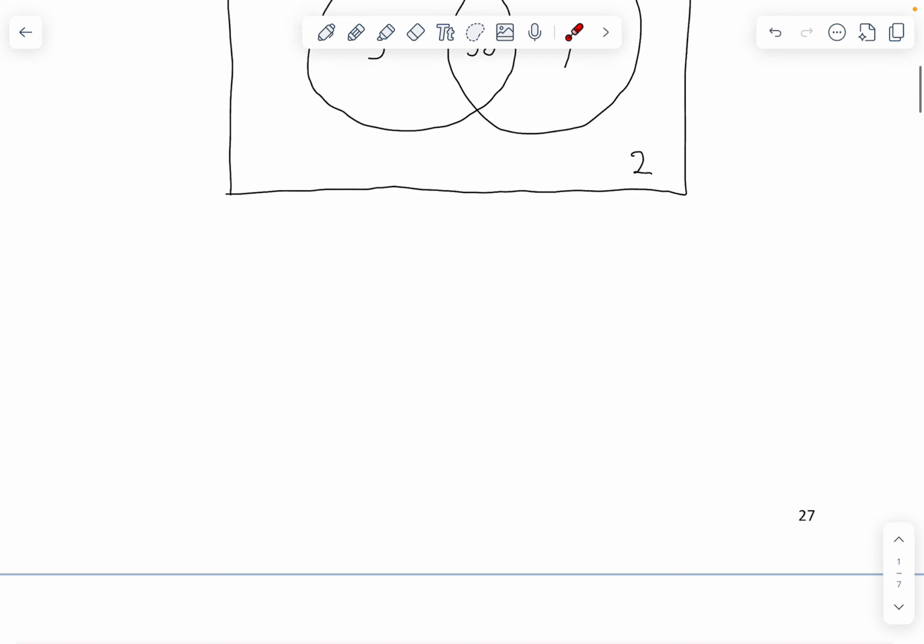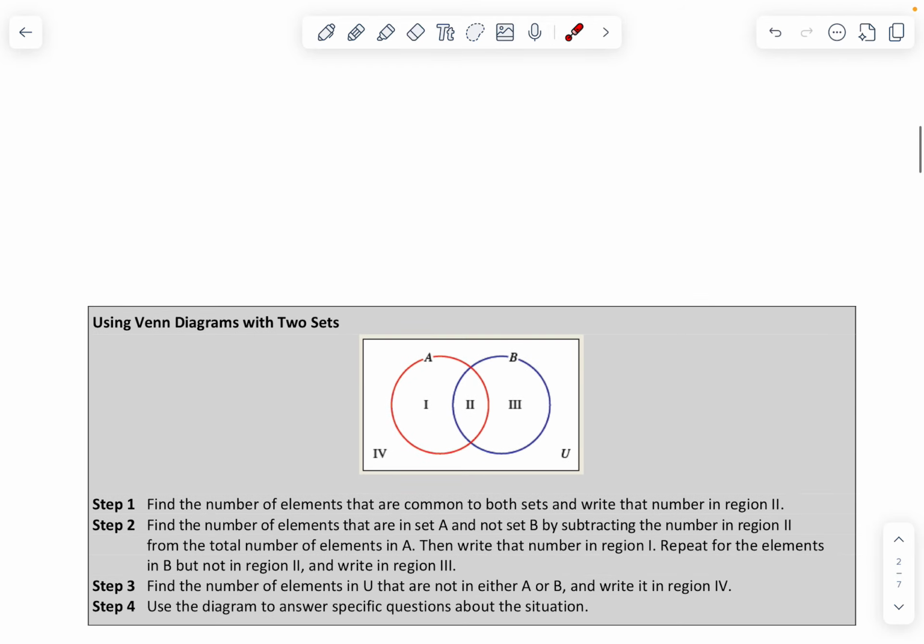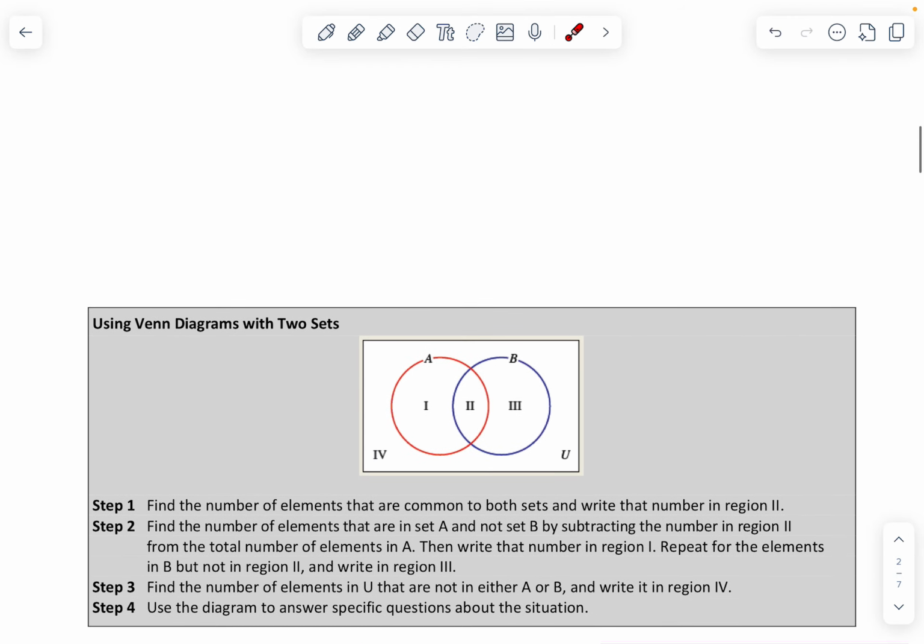The process that we went through is essentially outlined right here, okay? Using Venn diagrams with 2 sets. We start with our general Venn diagram. We might use different letters than A and B, choosing letters that represent the context of the problem, right? So step 1, find the number of elements that are common to both sets and write that number in region 2.